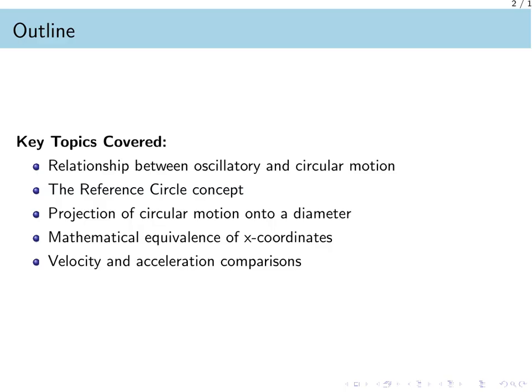By projecting the position of an object moving in a circle onto a straight line, specifically a diameter, we can demonstrate a mathematical equivalence between its horizontal position and the displacement seen in simple harmonic motion. We will also compare the velocity and acceleration of both systems to show that they are governed by the same underlying principles. This approach provides a powerful geometric tool for analyzing and understanding periodic behavior in various physical systems.